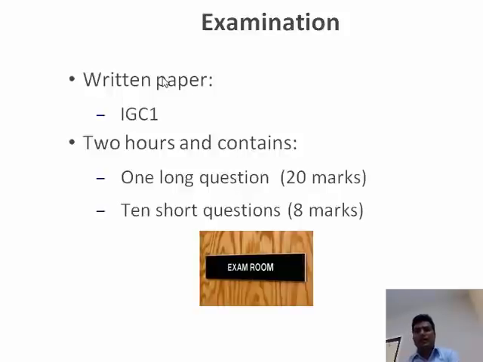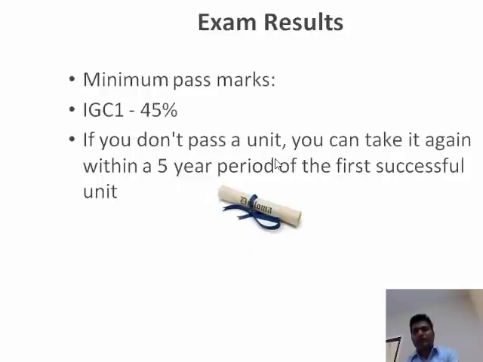So if you want to clear the IGC, you have to appear in the written exam, and there will be 1 long question and 10 short questions, 20 and 8, that means 100 marks. 100 marks is the full marks of the paper, and you need a minimum of 45 marks to pass IGC1.